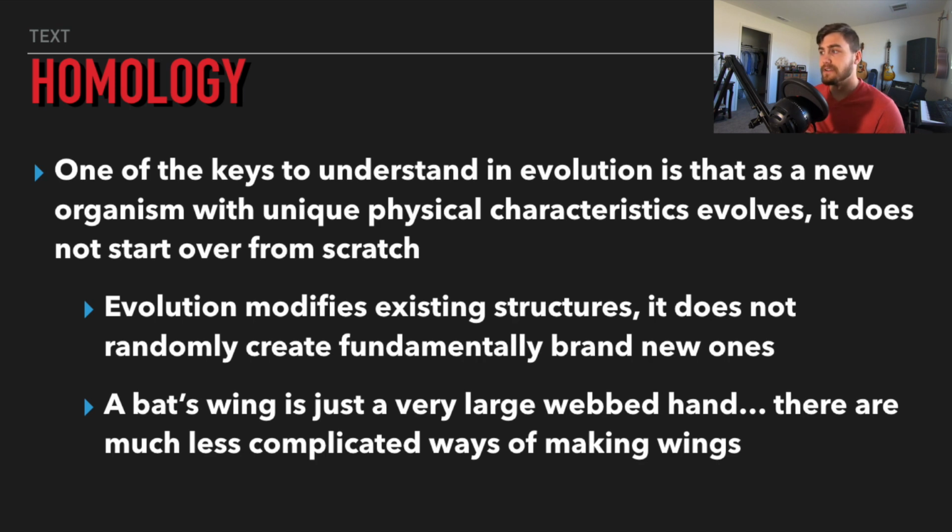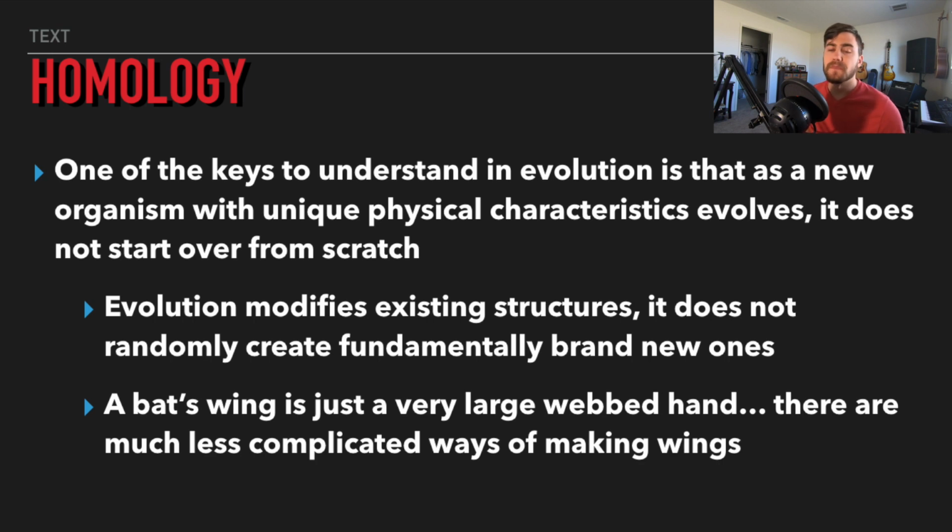So one of the keys to understand in evolution is that as a new organism with unique physical characteristics evolves, we do not start over from scratch. Evolution simply modifies pre-existing structures. It cannot randomly create fundamentally brand new ones, right?